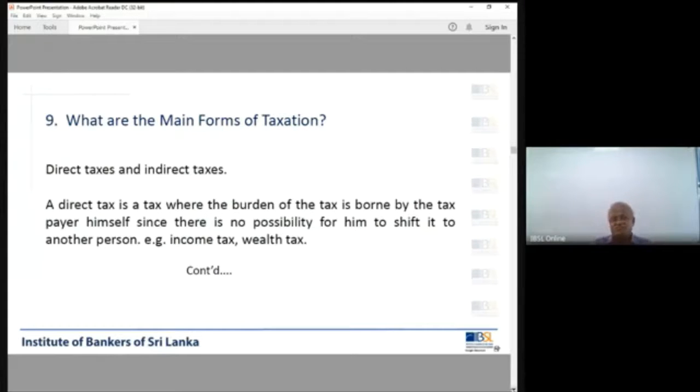The direct and indirect division is a very interesting point. In the Sri Lankan case, indirect taxes are 80% of the total tax revenue, and direct taxes about 20%. But in developed countries, Australia, the US, Japan, it is completely the other way around: 80 direct, 20 indirect. The 80-20 becomes 20-80 in developed countries.